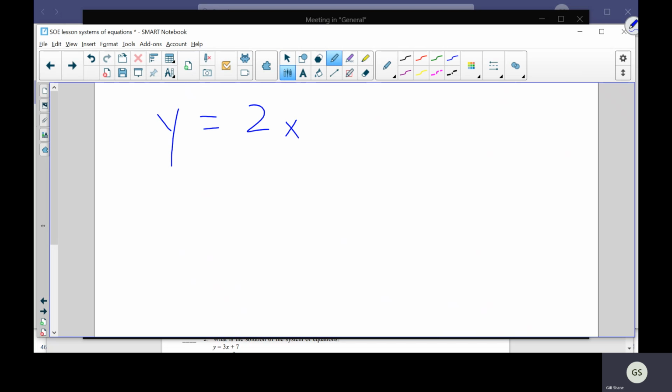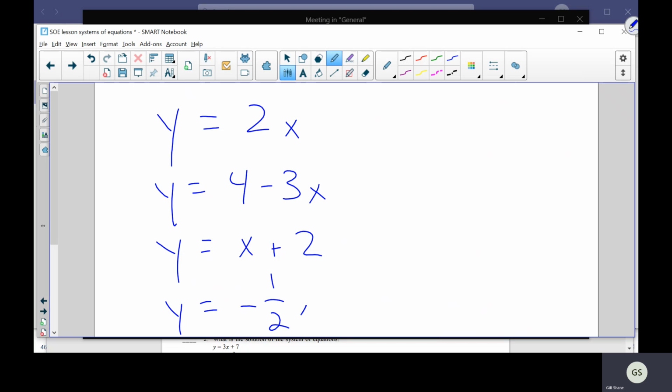y equals 2x is one of them. y equals 4 minus 3x. y equals x plus 2. And then y equals negative 1 over 2x minus 1.